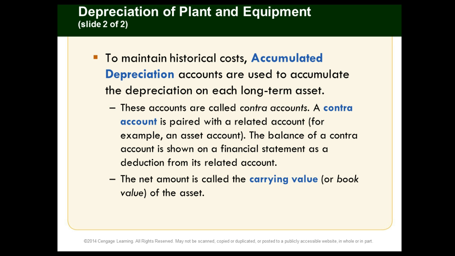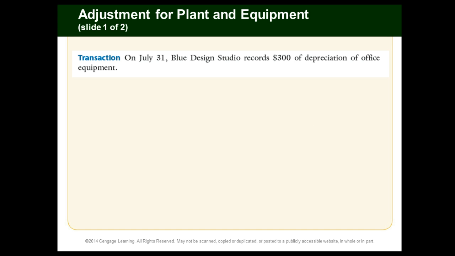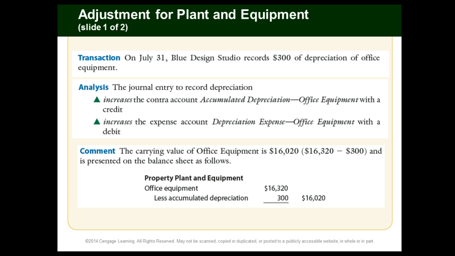And the way we write it off, instead of reducing our asset by that amount, we create what we call a contra account, or accumulated depreciation, to show that amount of that asset we've used up. So in this example, on July 31st, Blue Design Studio records $300 of depreciation of office equipment. So we basically are going to use up $300 of the $16,020 we show as office equipment.